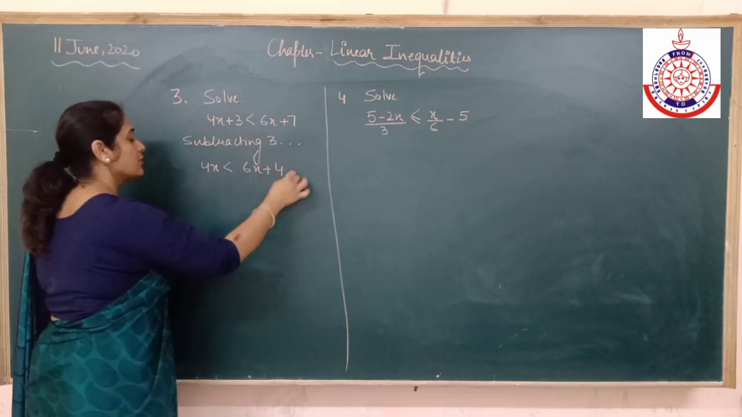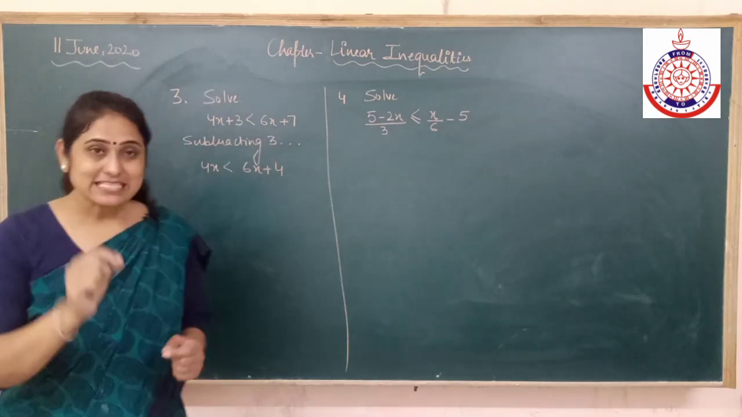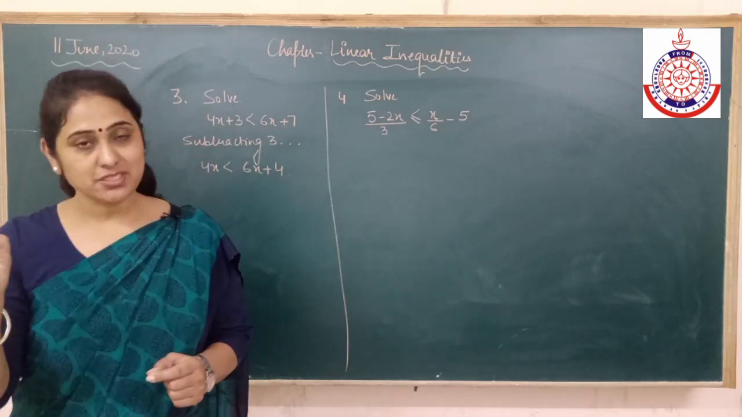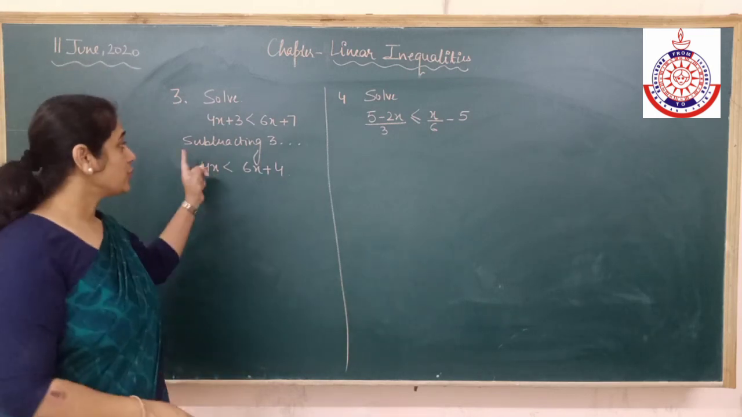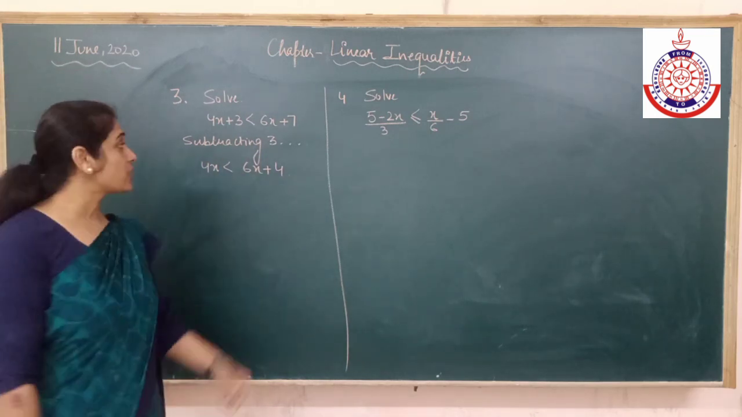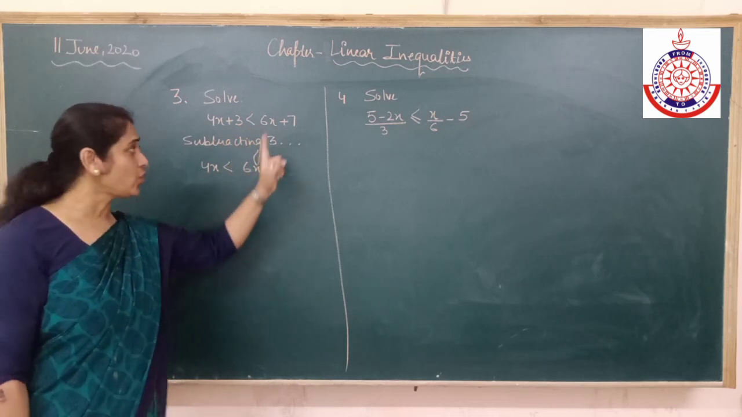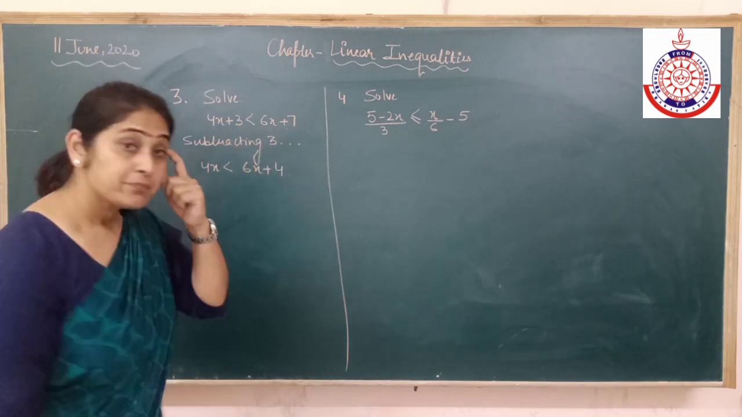If I subtract here, plus 3 minus 3, 7 minus 3, 4. Now I won't be writing minus 3 this side, minus 3 this side. You have grown up children. That you can do. Subtracting 3 from both the sides. So I have done my plus 3 minus 3 gone, 0. 7 minus 3, 4. Alright.